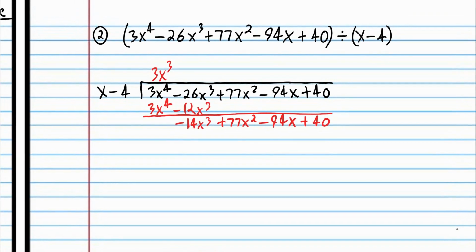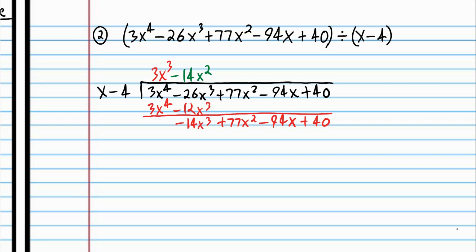So that was cycle number 1. Again, 3 steps. Figure out what this number is going to be, step number 1. And then step number 2 is multiply these. And then step number 3 is subtract. So now we're on to cycle number 2. We start the whole thing over again. X times what is equal to negative 14x cubed? And the answer is negative 14x squared. That's step number 1 of cycle 2.